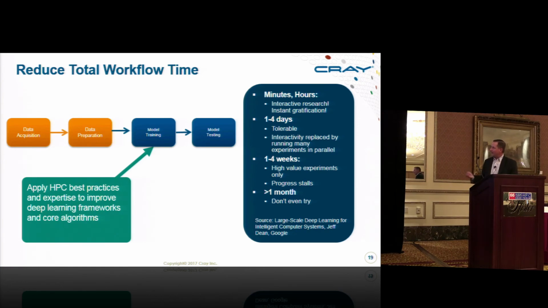A lot of the interactivity is ultimately going to be replaced by running many experiments in parallel, and I think we've seen this in the HPC world from our end users. Really, the true nirvana state is minutes and hours, where there's interactive research and instant gratification. That's ultimately what I think our user base is looking for.